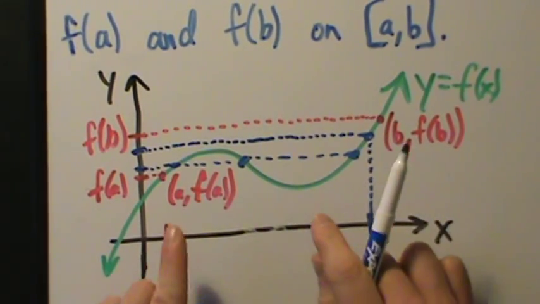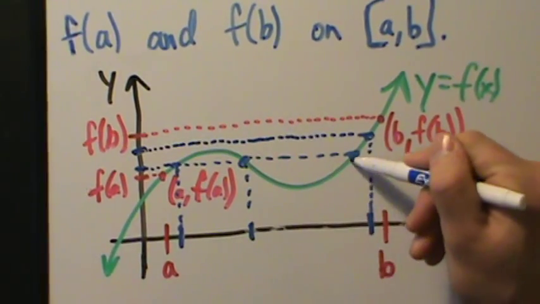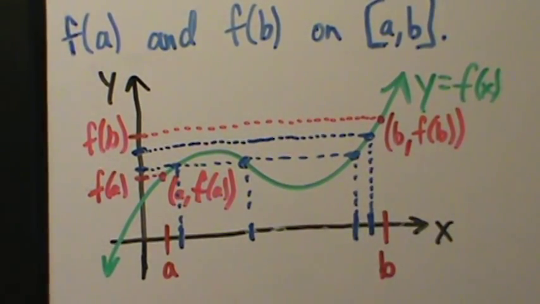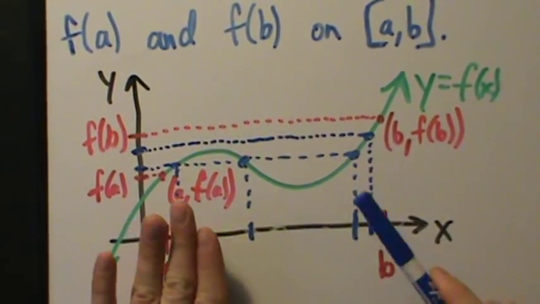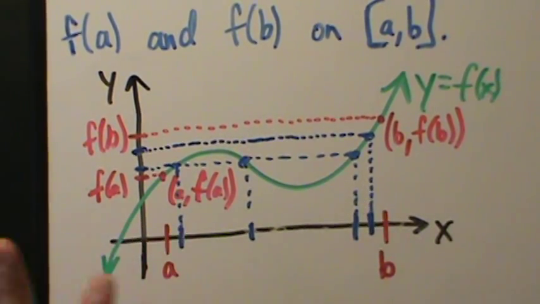Okay, so in this case, there's actually three of them. So this x value here, this x value here, and this x value here. Now, we can't know that just in general from the intermediate value theorem, because the intermediate value theorem doesn't tell us how many there are, it just tells us that there is at least one such x.